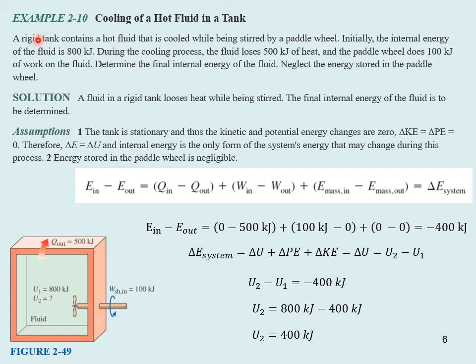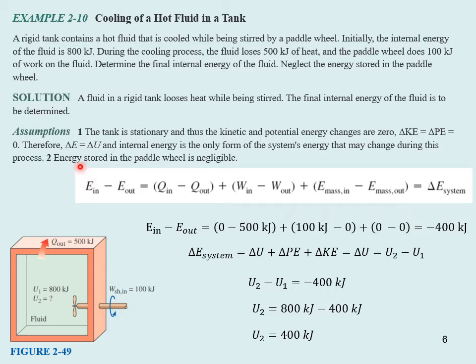So a rigid tank contains a hot fluid that is cooled while being stirred by a paddle wheel. Initially, the internal energy of the fluid is 800 kilojoules. During the cooling process, the fluid loses 500 kilojoules of heat, and the paddle wheel does 100 kilojoules of work on the fluid. Determine the final internal energy of the fluid. Neglect the energy stored in the paddle wheel.